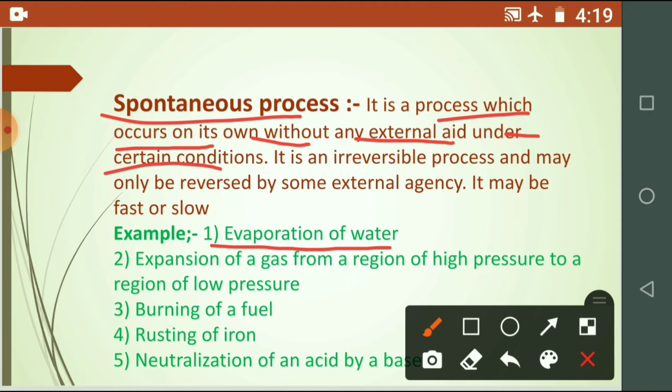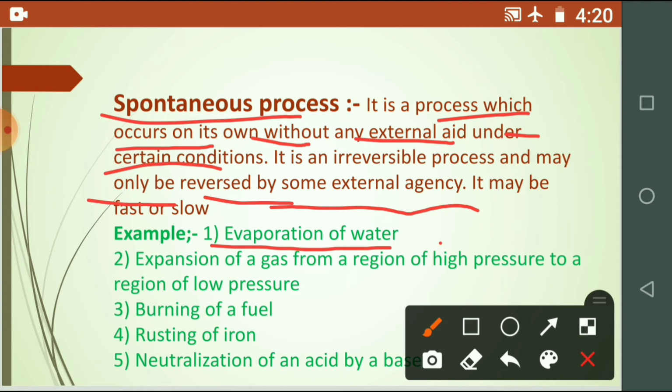It is an irreversible process and may be reversed by some external agency. It may be fast or slow. See, evaporation of water is a spontaneous process. It takes place on its own. But water vapor, to condense it, we will have to cool it. So external aid should be there. Then only it can be reversed. So evaporation of water is a slow process.